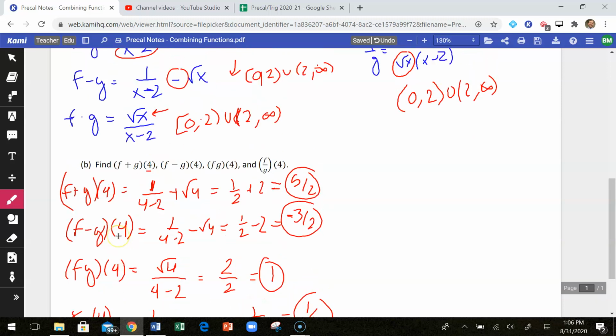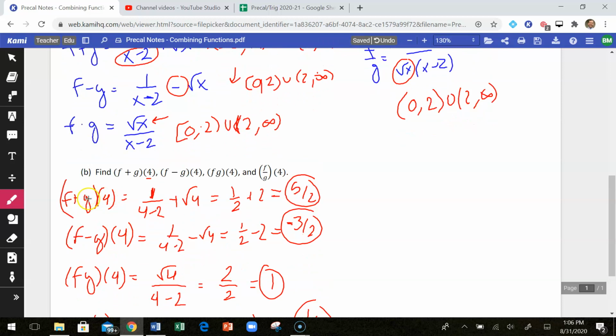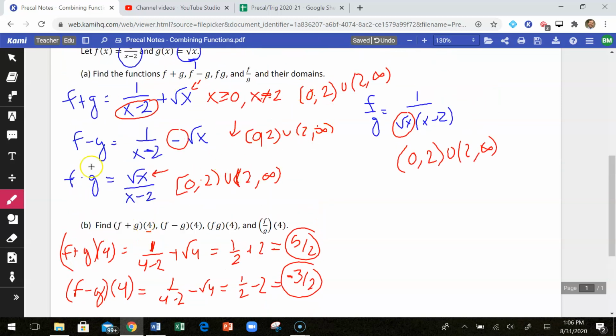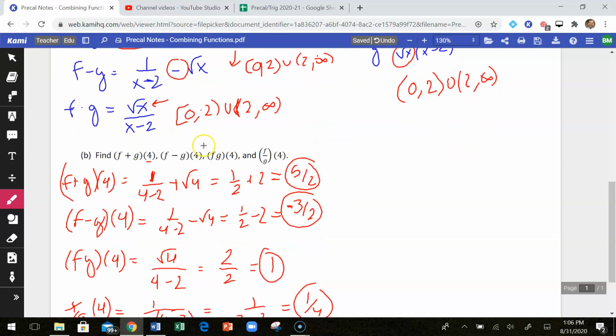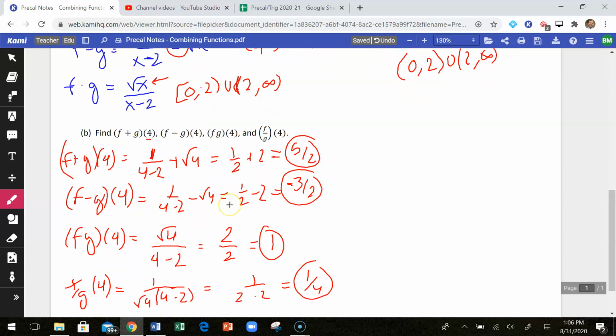So when evaluating at a number, find the combination of functions first, f plus g, or f minus g, whatever that function happens to be, which is what we did up here, and then just plug in whatever number it's telling you to plug in. Plug that into x and evaluate the function.